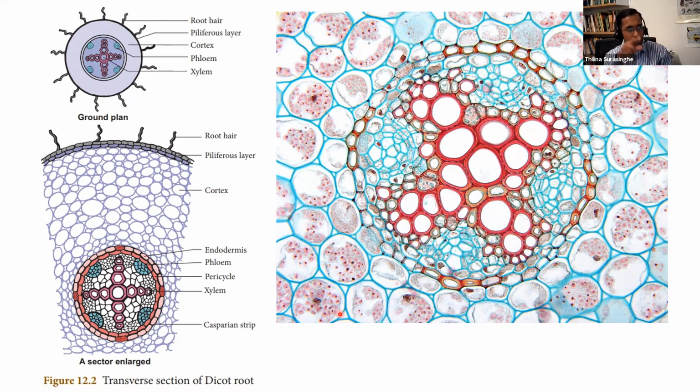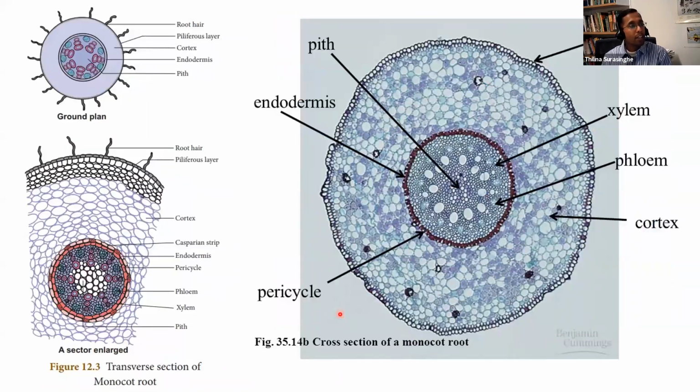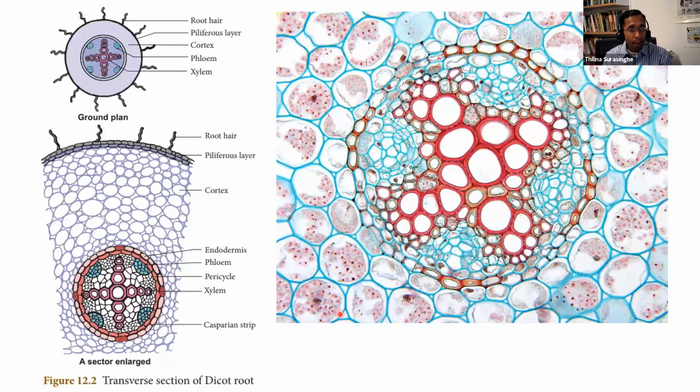And xylem occurs as a cross, and the phloem in between the xylem radii, right? You can clearly see that the xylem is larger, has a larger cavity, has a larger wall. Phloem has smaller cells, right? And phloem are alive, xylem are dead, right? So here we provide you a labeled diagram of a monocot, and here you are looking at a dicot.